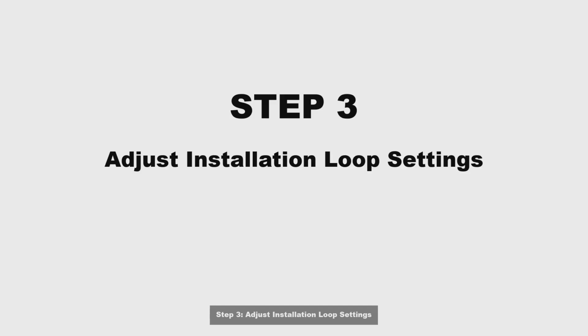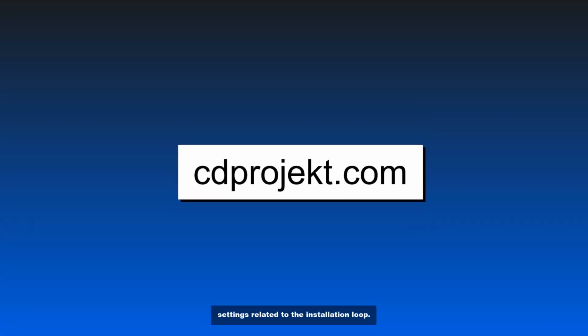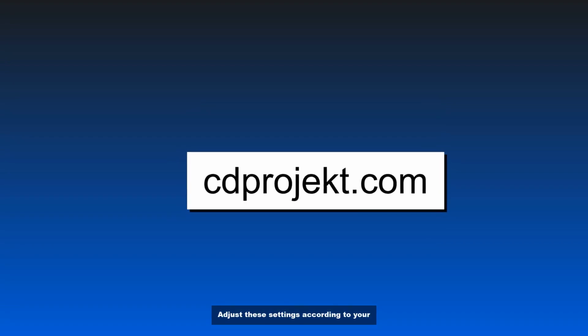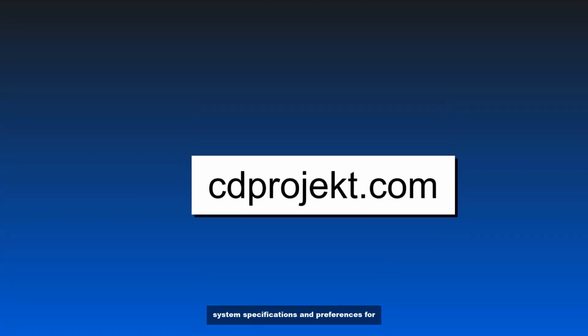Step 3. Adjust installation loop settings. In the installation options, you will find settings related to the installation loop. Adjust these settings according to your system's specifications and preferences for optimal performance.